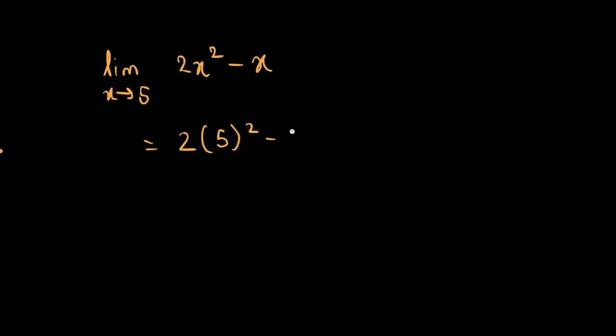Let us look at another example. Let's say we want to find the limit as x approaches 5 of 2x squared minus x. Well, this seems to be a continuous function that we can just use direct substitution for. So we can do 2 times 5 squared minus 5, which is 2 times 25 minus 5, giving us an answer of 45 for this limit.